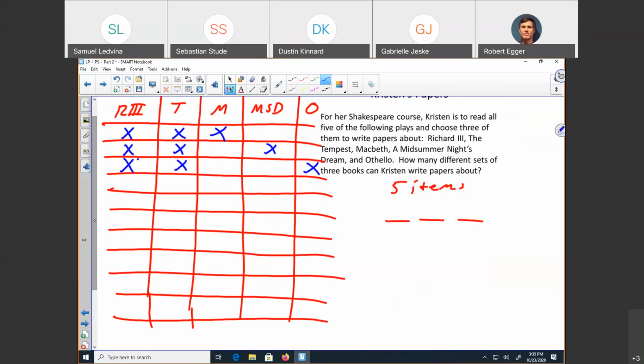I'm not done with Richard yet. Now, instead of Tempest, let's concentrate on Macbeth. Okay, I'm not going to do Tempest anymore. I need 3 books. Here's my 3 books. Richard the Third. I'll freeze Macbeth. And then there's my other one. Still one more I can do with Richard III, though.